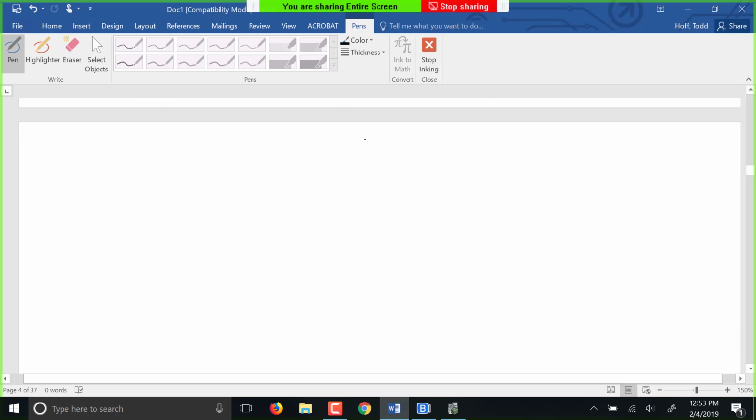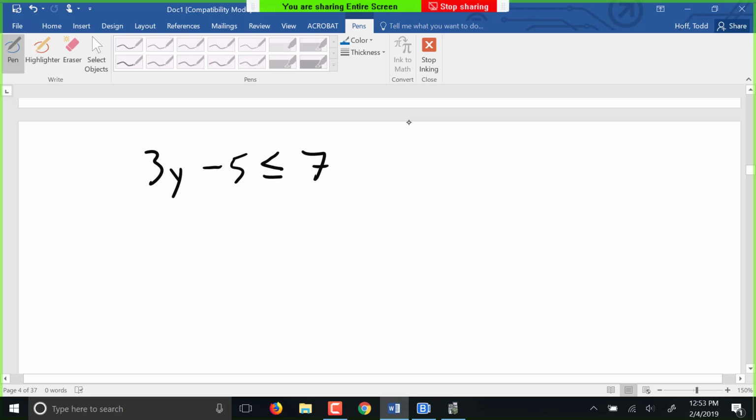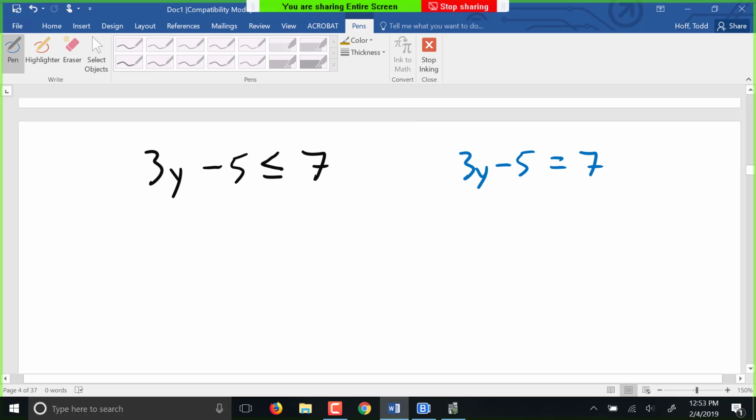We might have 3y minus 5 is less than or equal to 7. Now, looking at this, that inequality looks different than an equation, but we can treat this very, very similar to the equation 3y minus 5 equals 7. With some notable exceptions that we'll point out as we run into them, they work the same.